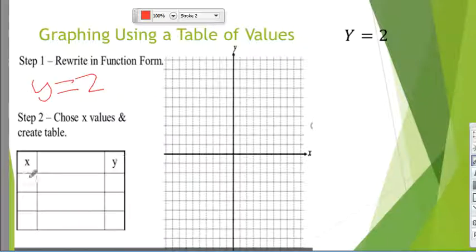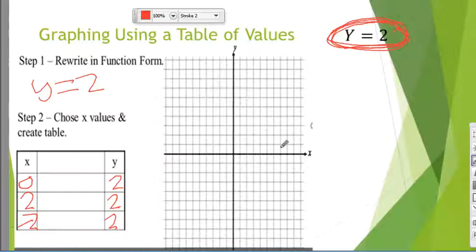If we are going to make a table of values for this, well, it's already been solved for the y. So if we let the x be 0, what's the y going to be? Well, there's no x in our equation, so the y is going to be 2. If I let the x be 2, what's our y going to be? Well, again, the y is going to be 2. If I let the x be negative 2, well, the y is still going to be 2. Okay, so you guys can see that the y is always 2. It doesn't matter what we pick for the x.